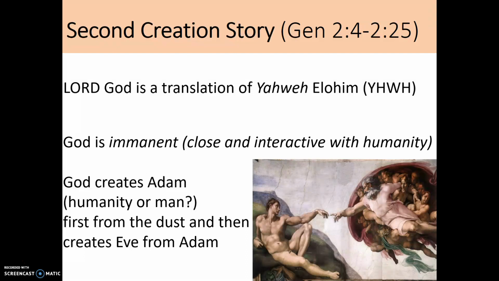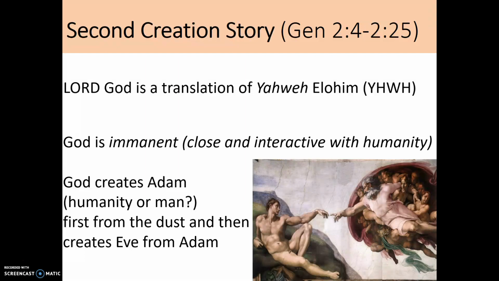Here in the Yahwist account, which is the J source from the JEDP that we discussed earlier, we see God very often as immanent as opposed to transcendent. God is close and interactive with humanity. And you see this as God forms humanity, the Adam, out of the dust and then creates Eve from Adam.